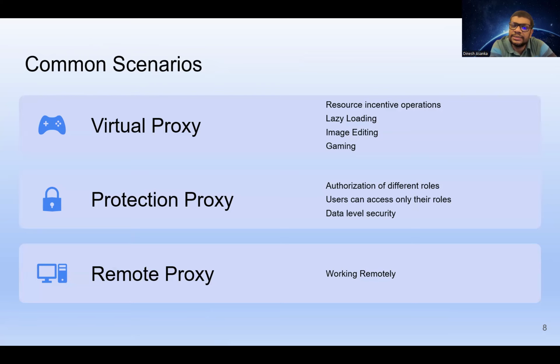When it comes to virtual proxies, they are used for resource intensive operations such as in gaming, image editing, where you need high resources, right? Rather than loading the entire resource, you load the requested or intermediate data. Now, another classic example is lazy loading. You may have heard it. If you go to some websites, you may see it doesn't load the entire page. It will load some information, and as and when you scroll down, it will load the next level.